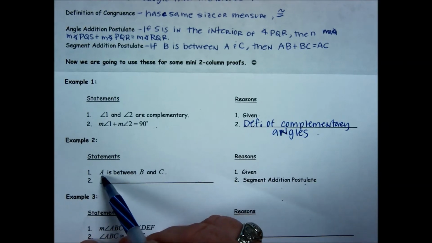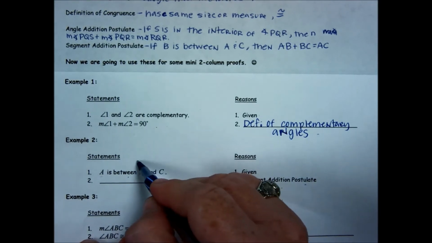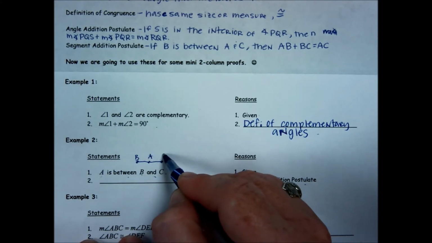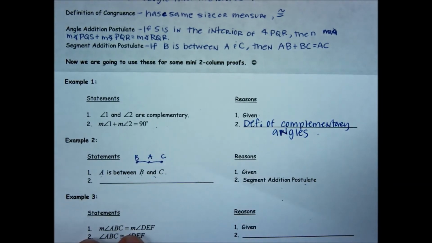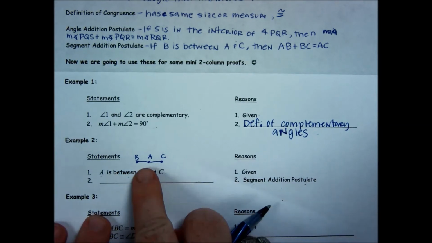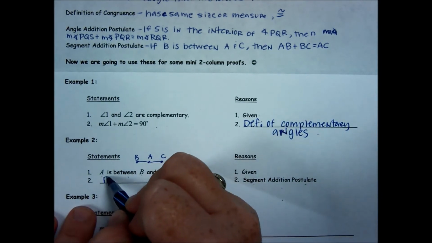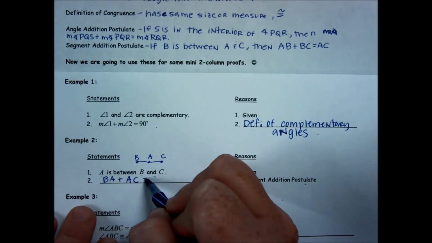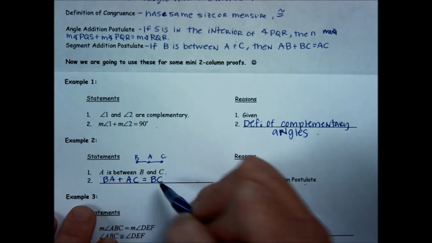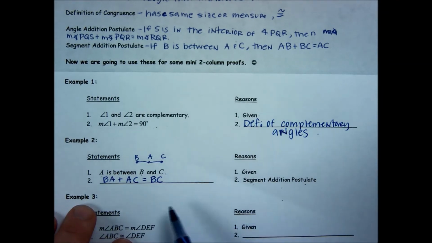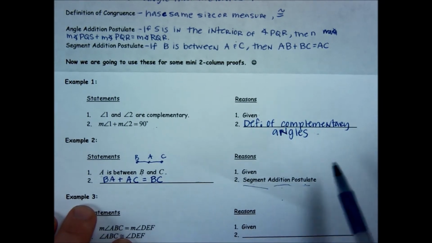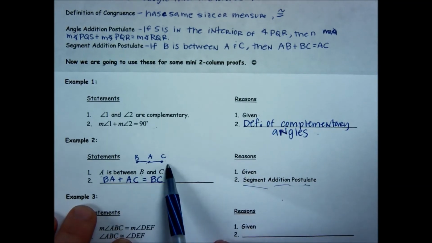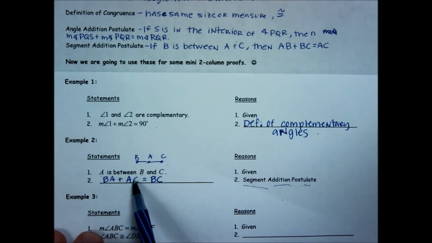So let's use that in our statement. Our statement says A is between B and C. So if I were to draw a line, that means A is between B and C. So the segment addition postulate would say for our picture that BA plus AC is equal to BC. And that's just using this segment addition postulate. Part plus part is equal to whole.